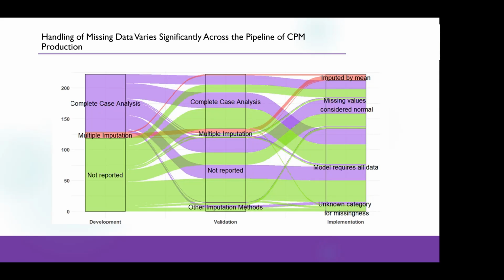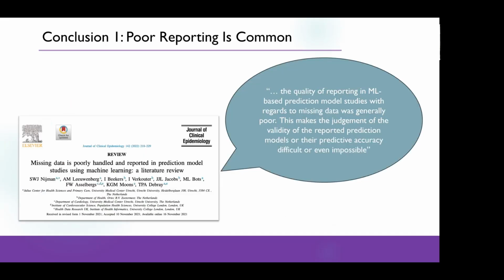I think there are a couple of conclusions that we can draw from this. First and foremost is that reporting of the handling of missing data is poor, to say the least. Quite a few of the papers, if not the vast majority, simply didn't comment on what they did. One would then naturally draw the conclusion that they're not handling it, so perhaps doing a complete case analysis. And this has been shown in other studies as well.